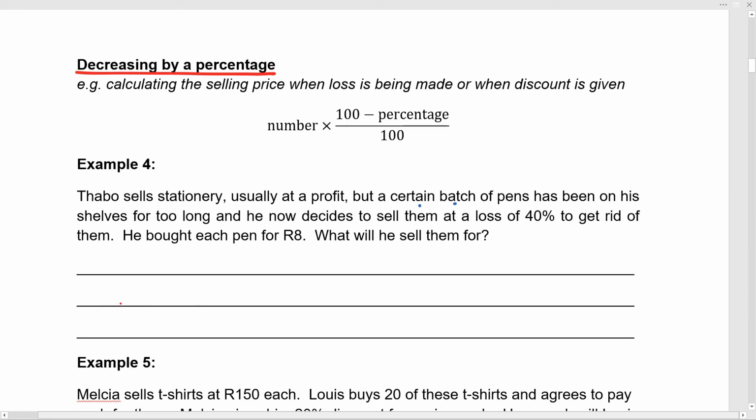We're going to recognize a decreasing by percentage question because we're going to have a loss instead of a profit, or we're going to have a discount when shops decrease their prices, say at the end of winter sale or the end of summer sale, and so on.